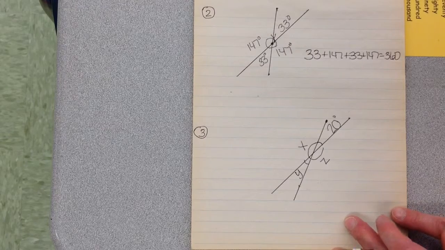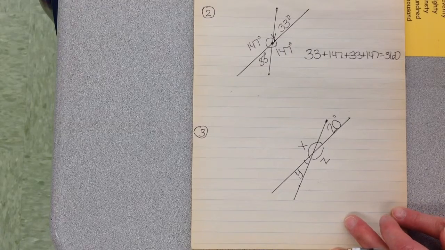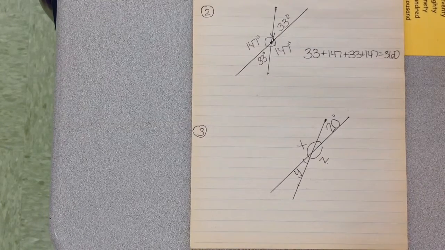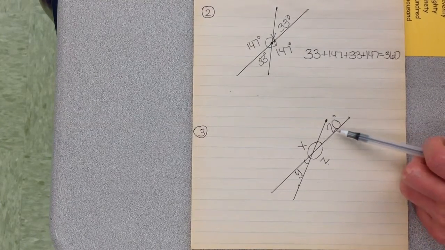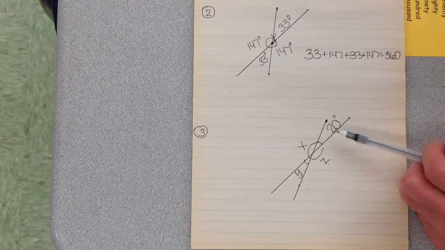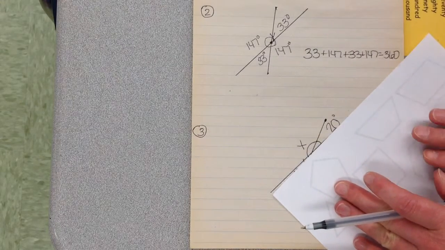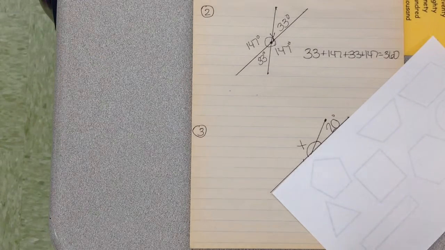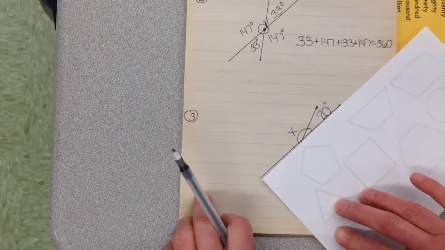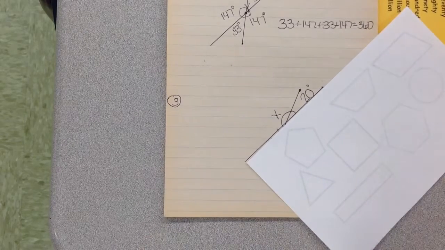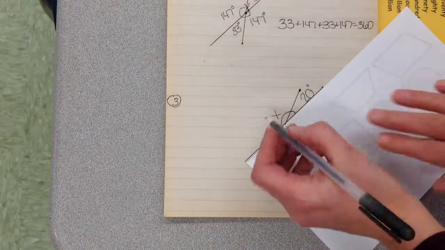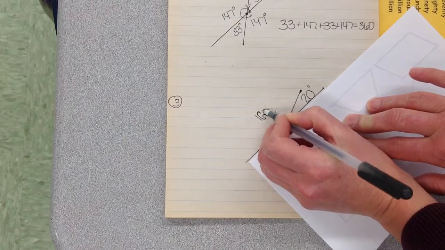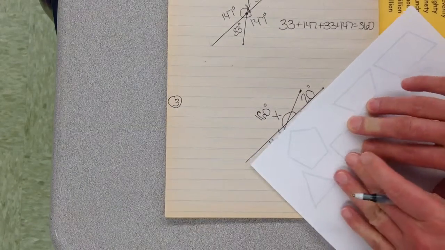Alright, we have some intersecting lines, and we have the measurement of one angle. We have to find the other three angles. What I would suggest is you have to work with the angle that you know. I'm going to cover this up, and if you notice, I have a straight line. I know there are 180 degrees in a straight line. So if I took 180 minus 20, I get 160. So this angle is 160.